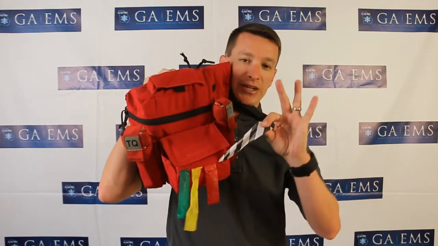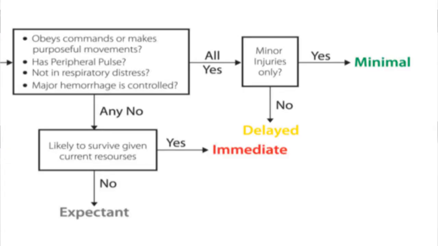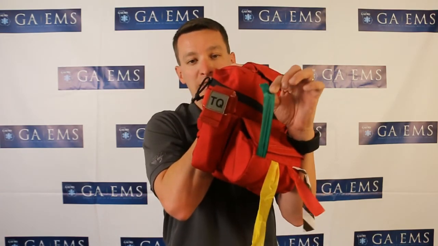If the patient is not expected to live with the amount of injuries they have and the resources you have on scene, you would need to apply an expectant tag to their wrist or to their ankle so other rescuers can see it. If you believe that the patient can survive given their injuries and the resources you have on scene, then they are immediate, red tag. If you are able to answer yes to all 4 questions, then you need to assess if the patient has minor injuries only. If the patient does not have minor injuries only, they are a yellow tag, a delayed tag. If you are able to answer yes to those 4 questions and they have minor injuries, then they are a minimum, green tag.